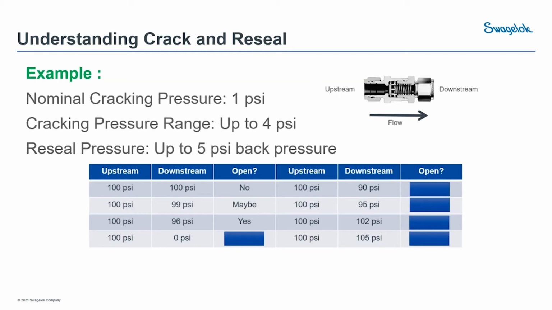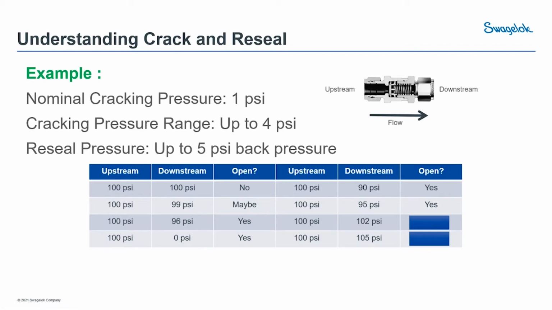Now for 100 versus 0, hopefully everybody's going to say yes for that one, right? Tons of differential. And since we said 100 versus 0, or we said 100 versus 96 is open, move over to the right-hand side, 90 versus 100, sure, that's going to be open. And also at 95 versus 100. Now when we start to flip this equation a little bit and we have 100 versus 102.